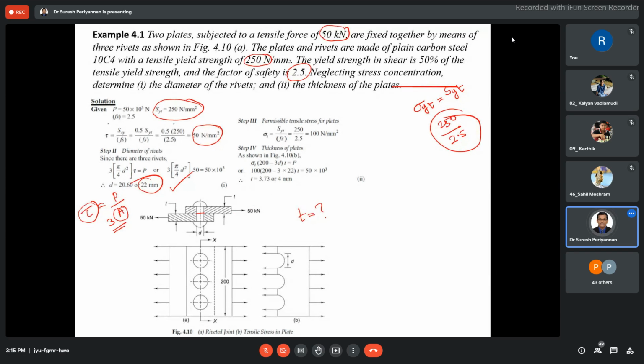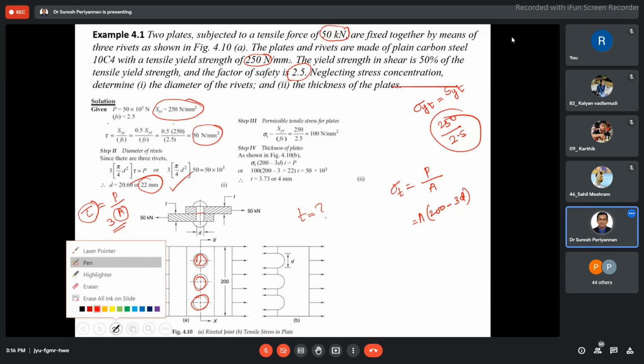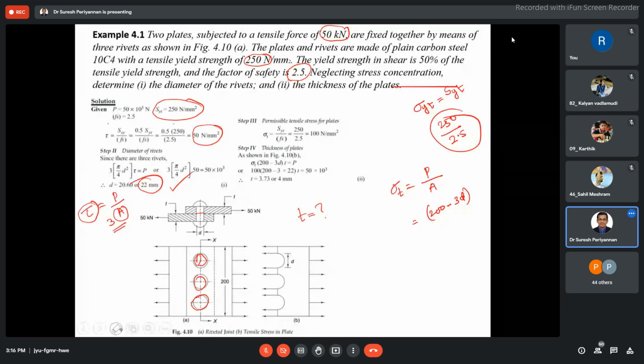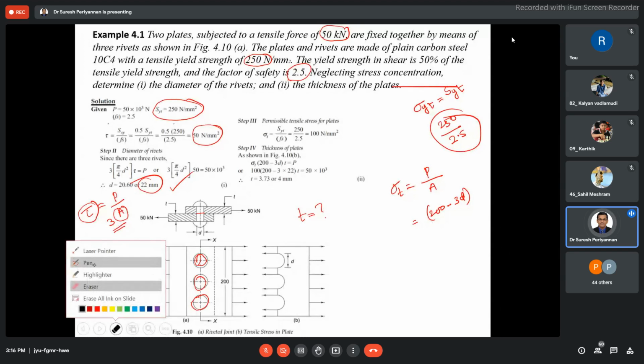Now see here. The tensile stress is nothing but P by A. A is nothing but the projected area. We can't consider the rivet diameter, so we have to subtract that. That's what we are considering: 200 minus 3 into d, the diameter of the rivet, while evaluating the area, into the thickness of the plate.